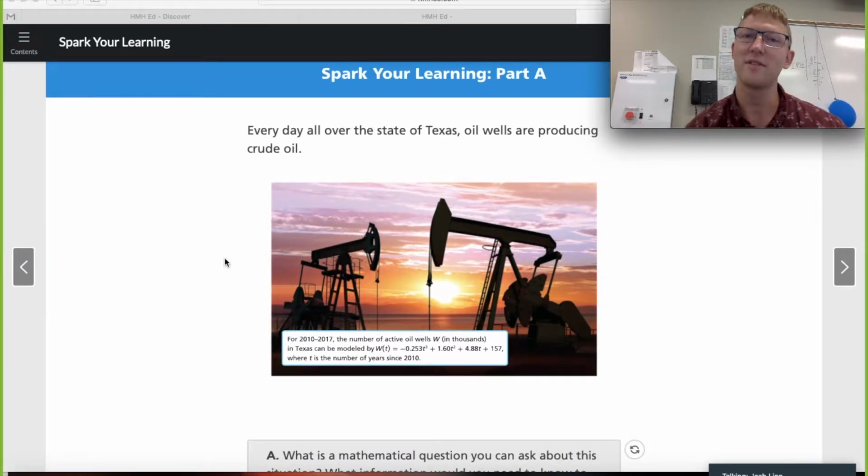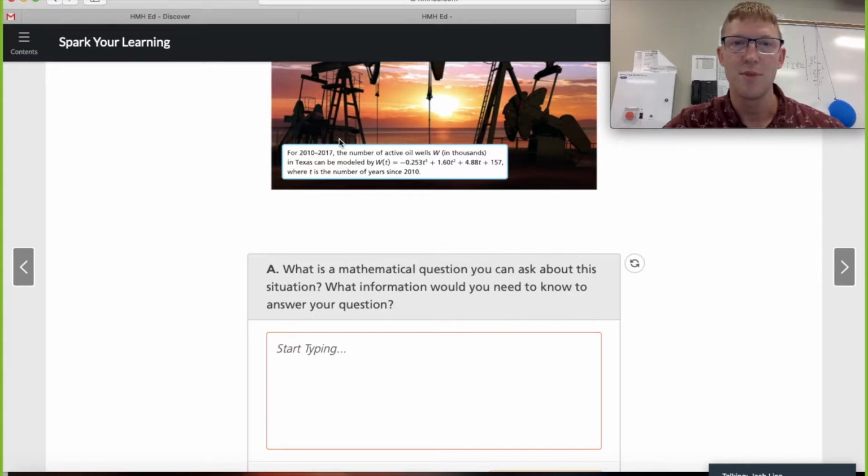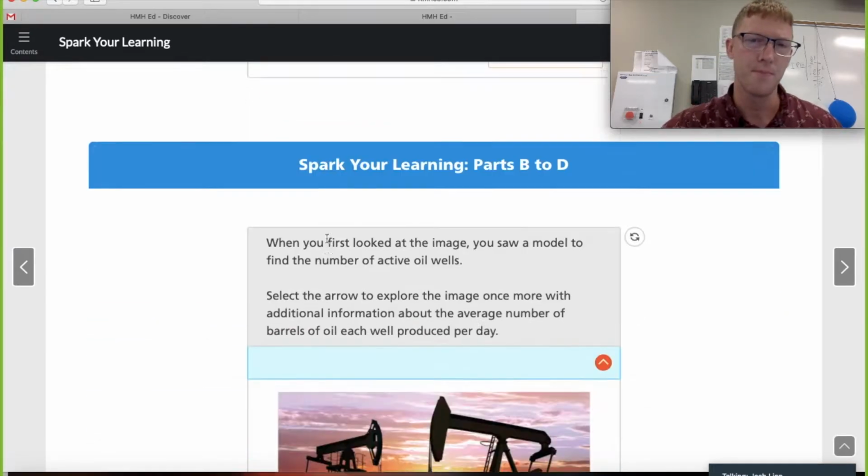Every day, all over the state of Texas, oil wells are producing crude oil. And they give us an equation right here. Okay, so then, of course, what kind of mathematical question can we talk about? This equation, by the way, is how many oil wells are in Texas. So we can also talk about how much oil each oil well produces. We can even start talking about cost, things like that. But we need a bit more information, right?